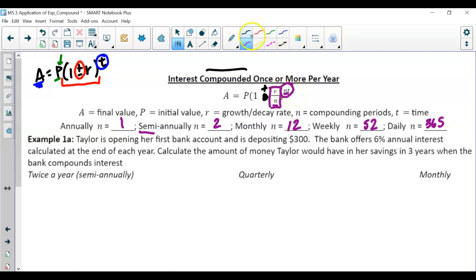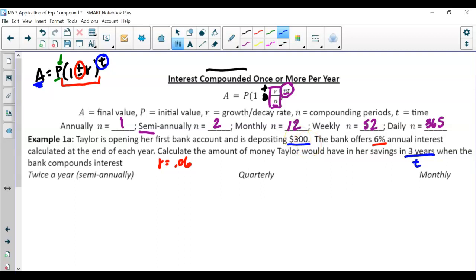So like here, going back to Taylor, she opened up her account with $300. That's the principal, that's the original. Here is our 6%, so again the rate is going to be 6 out of 100, so 0.06. And then here, we're going to calculate the amount of money in her account after 3 years. So we're going to use time of 3, and still use principal 300 and our rate.